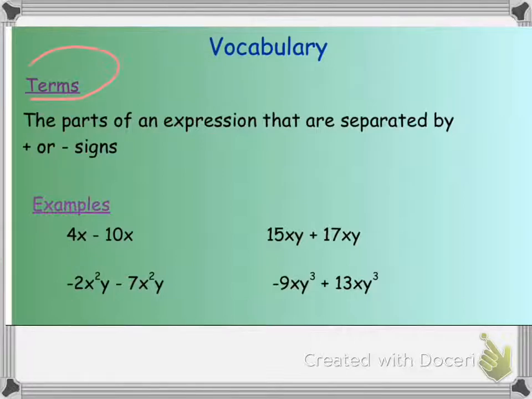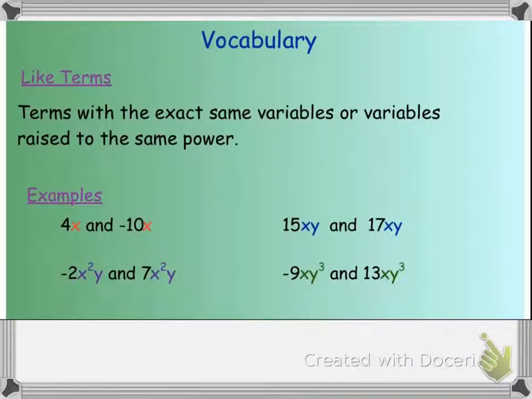When we talk about terms, we're talking about the parts of an expression that we separate with an addition sign or a subtraction sign. For example, all of these problems down here have two terms. We have 4x, negative 10x in this one. 15xy is a term. It's separated with that addition sign or a positive sign. 17xy. The terms are always separated by an addition sign or a subtraction sign. And you can have an unlimited number of terms within an expression or even in an equation.